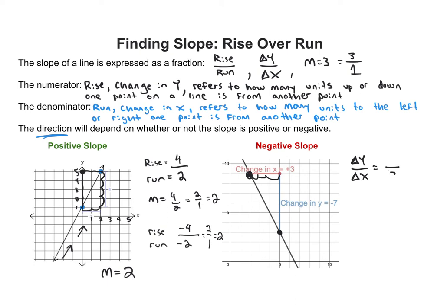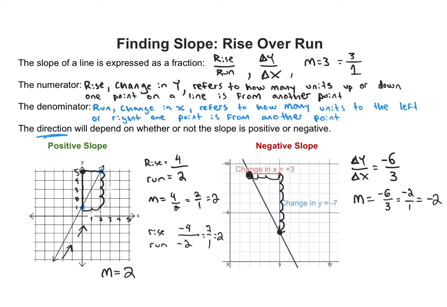So change in x is a positive 3. And then if we need to find that point, our run or our change in y would be 1, 2, 3, 4, 5, 6 down, so negative 6. And so our slope then, or m, would equal negative 6 over 3, which is the same as saying negative 2 over 1, or just negative 2.